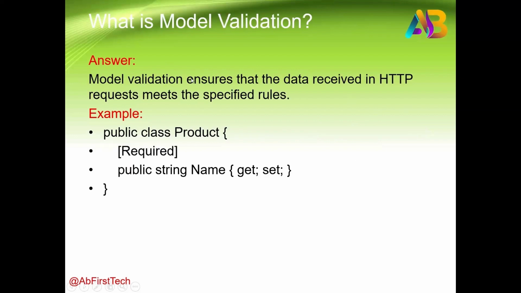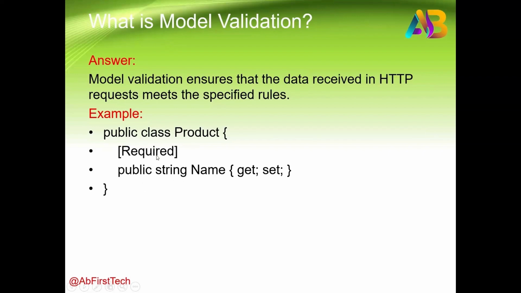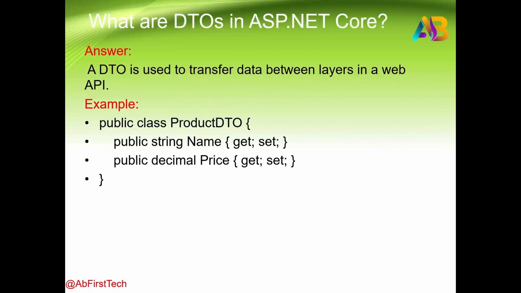So how do you do model validation? Like data annotations, once we receive the HTTP request, it should meet the specified rules. For example, in the earlier example, we have product. Name is a required field. Means if name is empty, it won't allow it because it's a mandatory field.